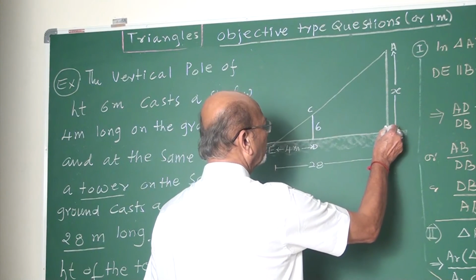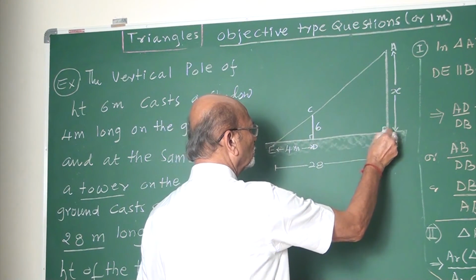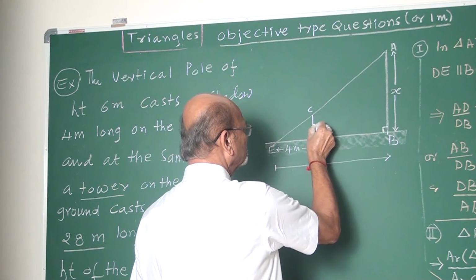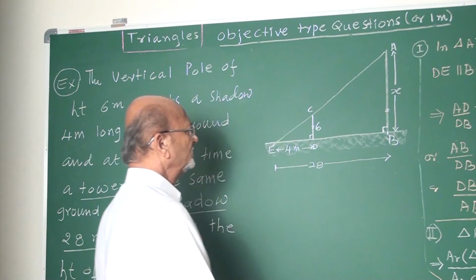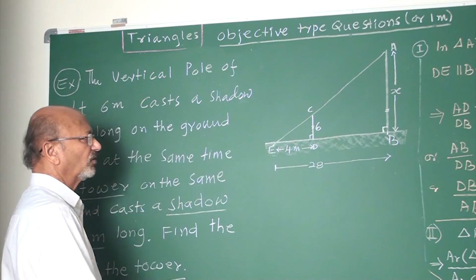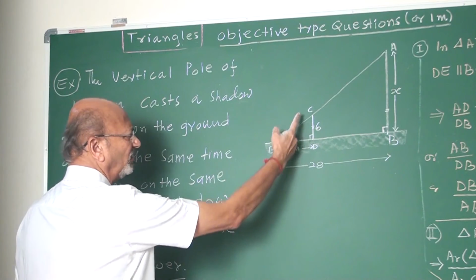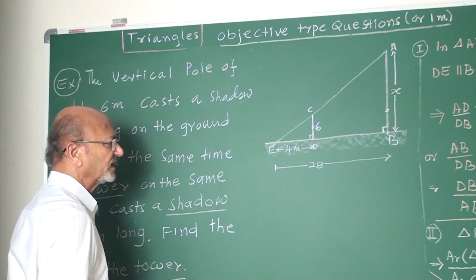These are the poles, my friends, at 90 degrees. What about these two? They are alternate angles. When they are alternate angles, this line is parallel to this. CD is parallel to AB. Why? Angle CDE or CDB, anything equal to ABE, both are equal to 90 degrees.